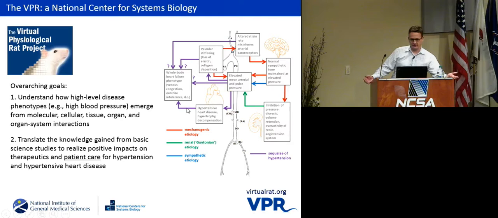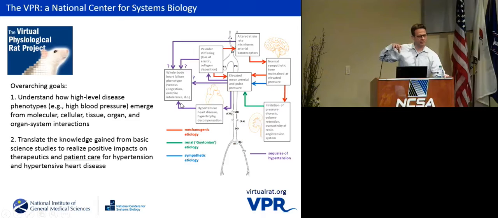What we're thinking of as phase two is this: we've done a lot of basic science and a lot of modeling and simulation work, and now we're trying to translate some of that knowledge into having an impact in the clinic. That's a little more slow going and a little more difficult, but we're getting there. So this is a diagram from a grant proposal, and it tries to illustrate at a very high level some of the thinking around hypertension.